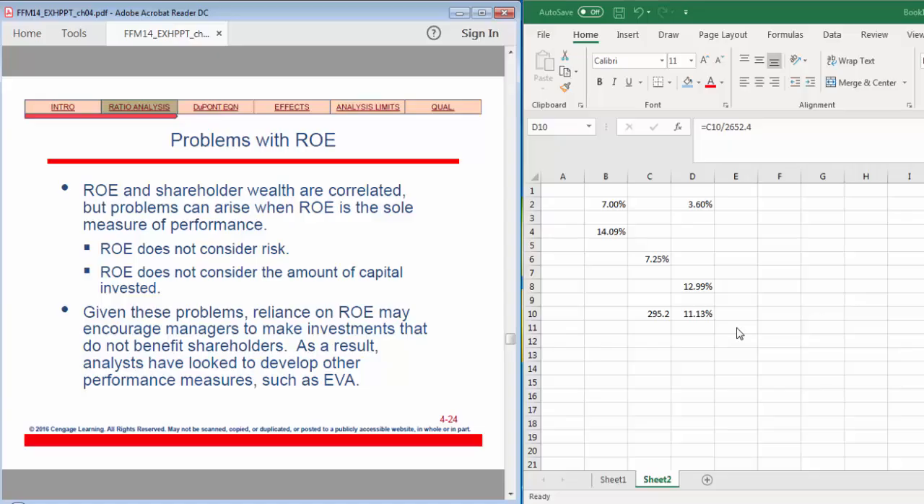And that is why we had the whole aspect of the recent financial crisis, because managers were making undue choices for investing in the subprime mortgages, and that resulted in ultimate problems for large financial institutions and so forth. So as a result, analysts have looked to develop other performance measures such as economic value added.